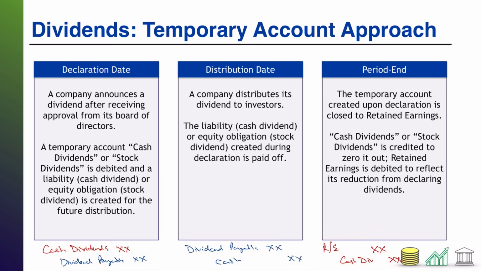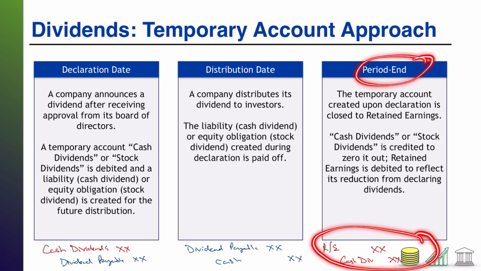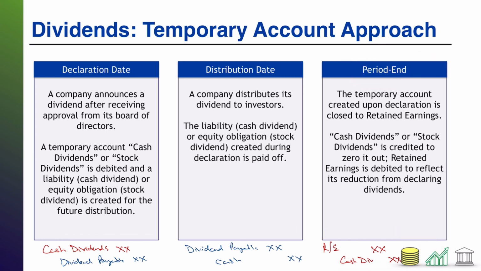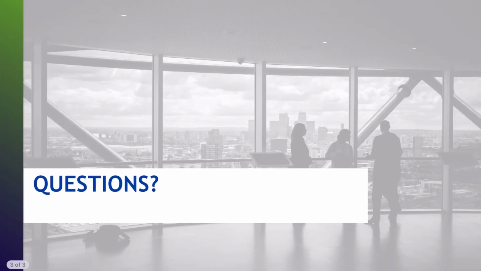The exact same circumstance we would have had we simply just taken the dividend out of retained earnings in the first place. However, this is an alternate approach that you might see, and so I just want to make you aware of it. Create a temporary account instead of taking directly out of retained earnings, and at period end, close that temporary account to retained earnings.